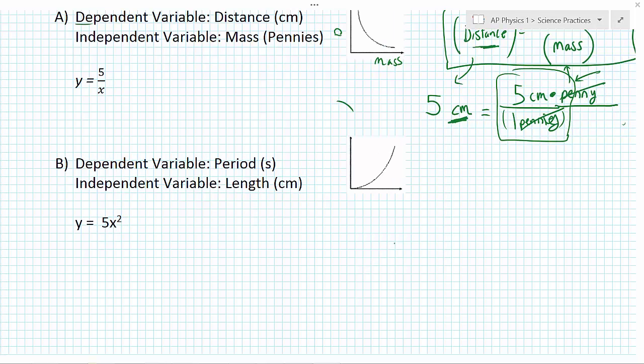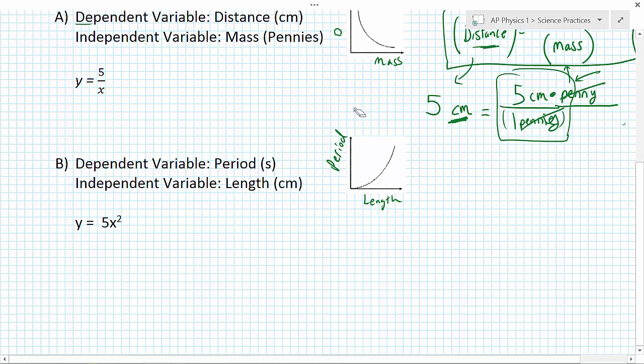So what I'm going to do here is remember the acronym DRY MIX. That means that the y-axis has the dependent variable, and the x-axis has the independent variable. And so I'm going to remember that as I write my equation. So y is the variable on the y-axis, and so I'm going to replace this with period, which is what my dependent variable was.